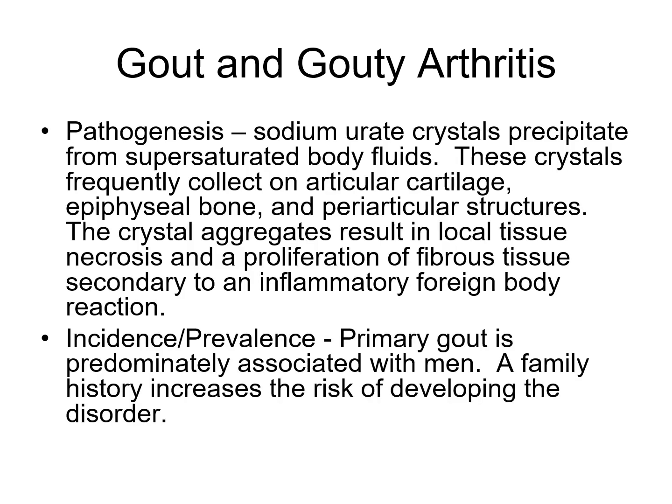The pathogenesis is characterized by sodium urate crystals precipitating from supersaturated body fluids. These crystals frequently collect on the articular cartilage, the epiphysis of the bone, and the periarticular structures. The crystal aggregates result in local tissue necrosis, death, and a proliferation of fibrous tissue that's secondary to an inflammation of the foreign body. The incidence and prevalence is predominantly associated with men, and the family history may be associated as well.